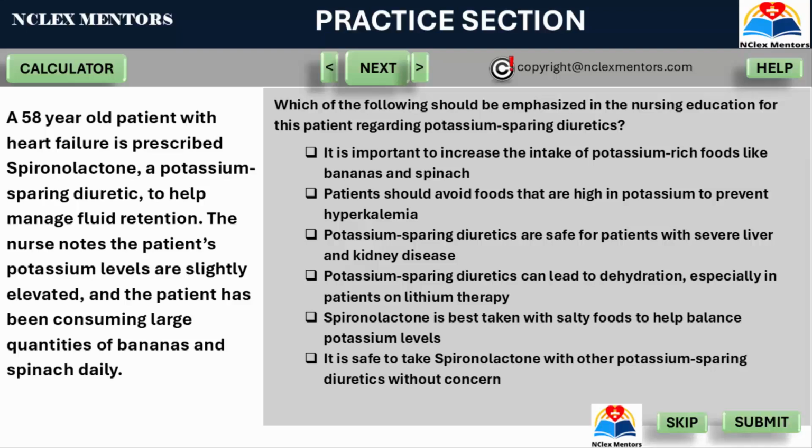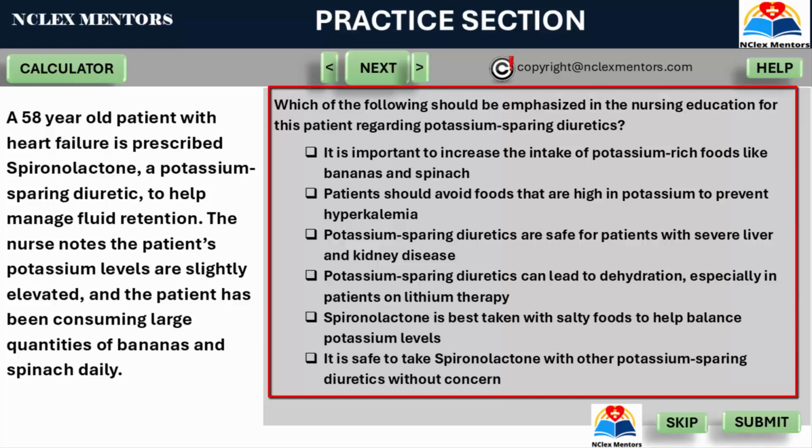Potassium-sparing diuretics. A 58-year-old patient with heart failure is prescribed spironolactone, a potassium-sparing diuretic, to help manage fluid retention. The nurse notes the patient's potassium levels are slightly elevated and the patient has been consuming large quantities of bananas and spinach daily. Which of the following should be emphasized in the nursing education for this patient regarding potassium-sparing diuretics?